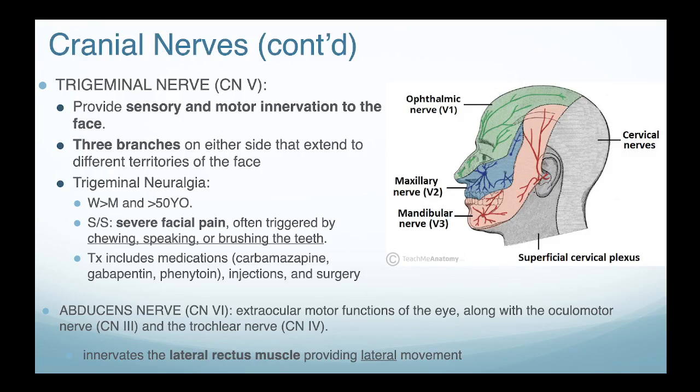Trigeminal neuralgia can result in extreme, severe facial pain with things as simple as a brisk gust of wind, but it can also come about through chewing, speaking, brushing the teeth, etc. And this is not going to be on your test, but you can treat these types of conditions with drugs such as gabapentin, phenytoin, carbamazepine.